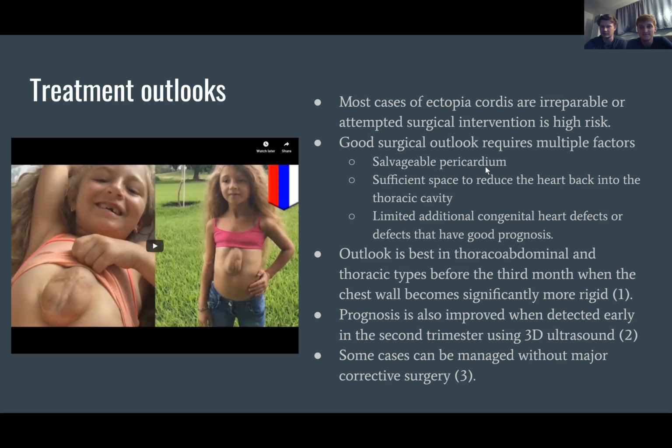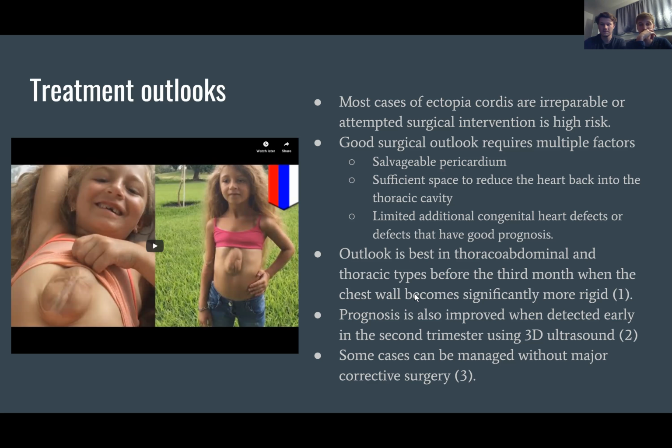If we have a salvageable pericardium, sufficient space in order to reduce that heart back into the thoracic cavity, and then limited additional congenital heart defects, such as omphalocele and other issues with the heart that would render it irreparable, there is a good prognosis. The main reason for this being that if we can put the heart back into the chest, that still needs to be able to function properly once it's there. If there's no way to fix it while it's in there, then there's no way for the baby to have a good prognosis later on.